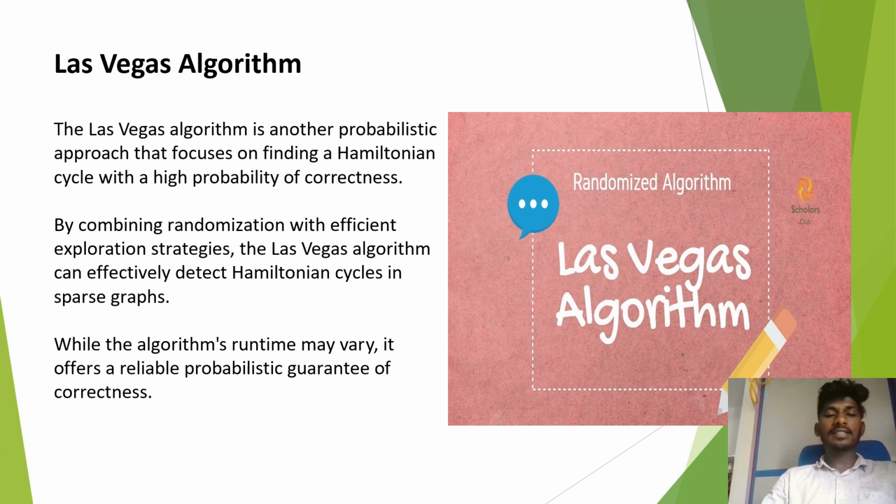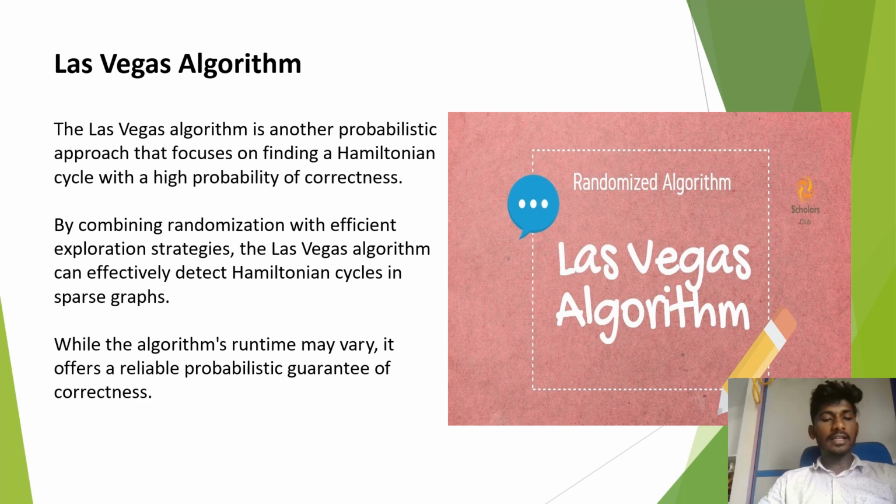And the next one is the Las Vegas algorithm. The Las Vegas algorithm is another probabilistic approach that focuses on finding a Hamiltonian cycle with a high probability of correctness. By combining randomization with efficient exploration strategies, the Las Vegas algorithm can effectively detect Hamiltonian cycles in sparse graphs. A Las Vegas algorithm, unlike Monte Carlo, guarantees correctness but not necessarily efficiency in the context of the Hamiltonian cycle problem.